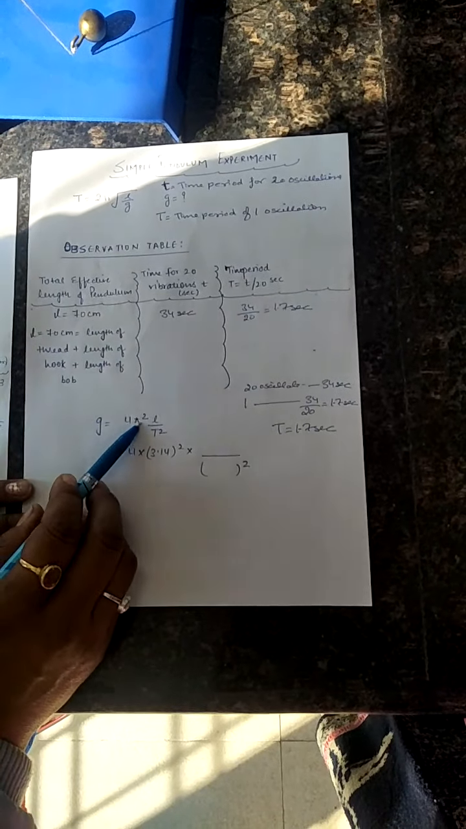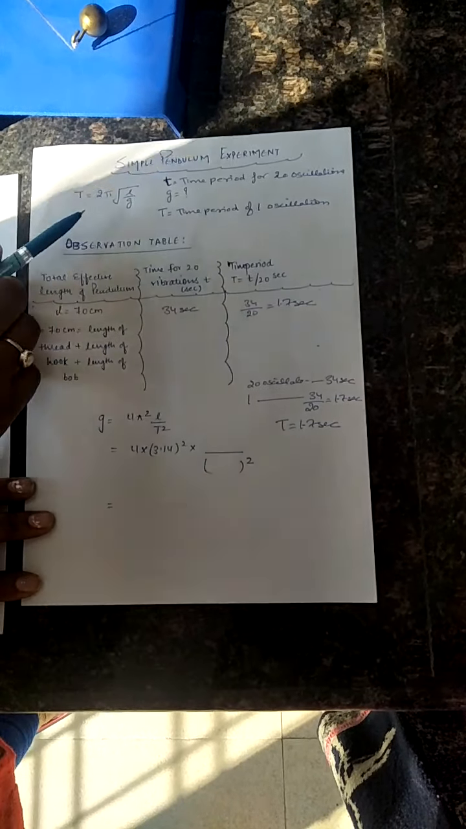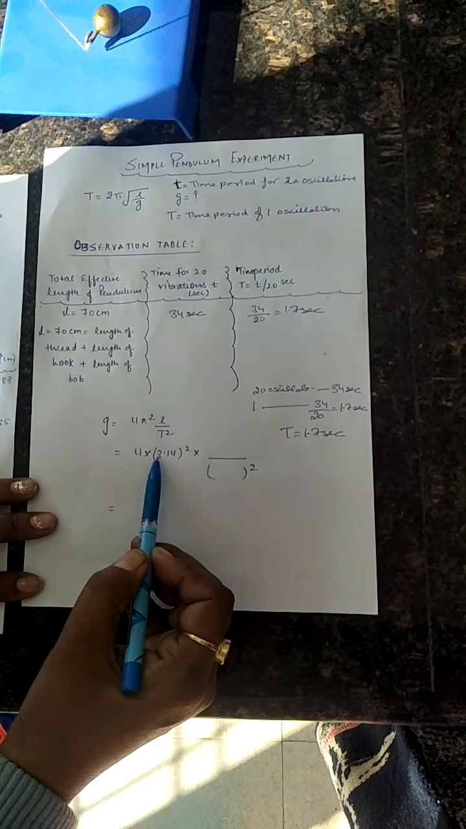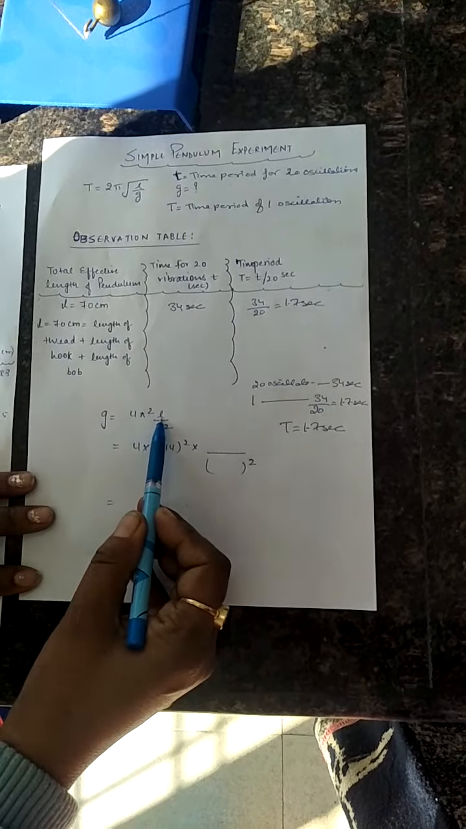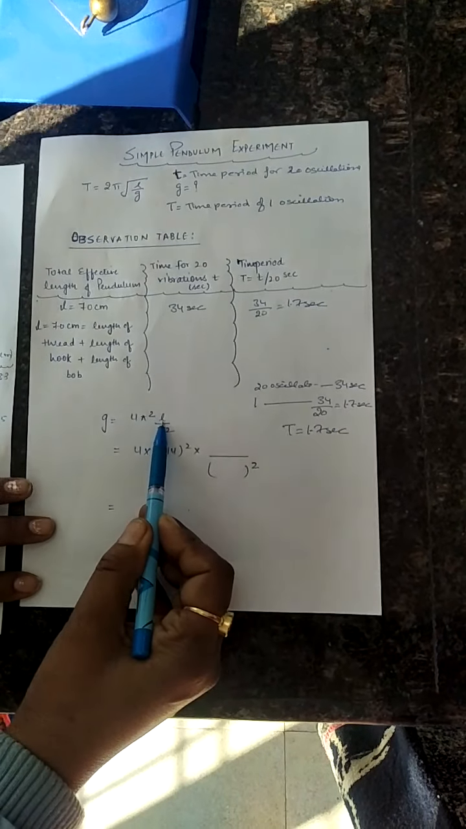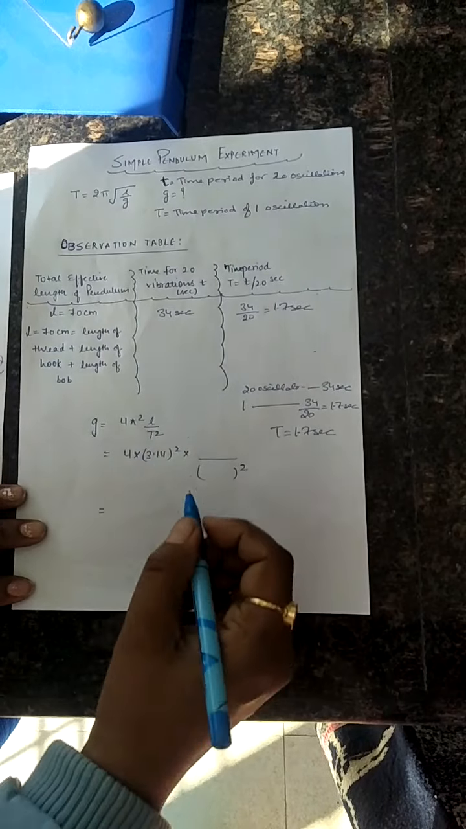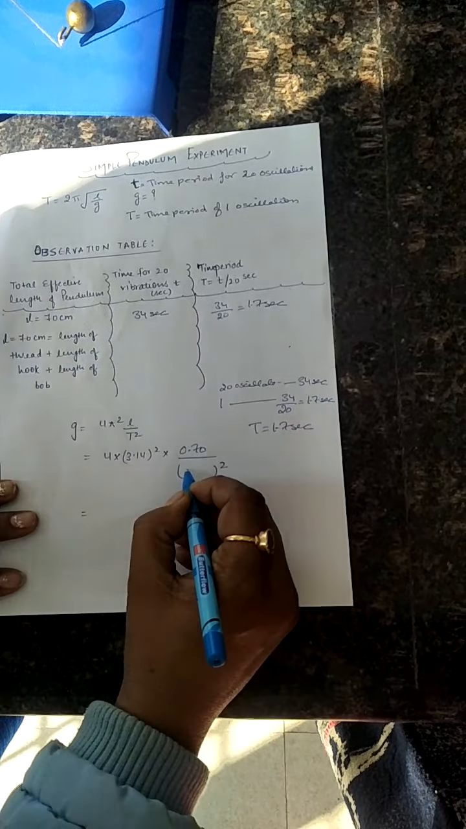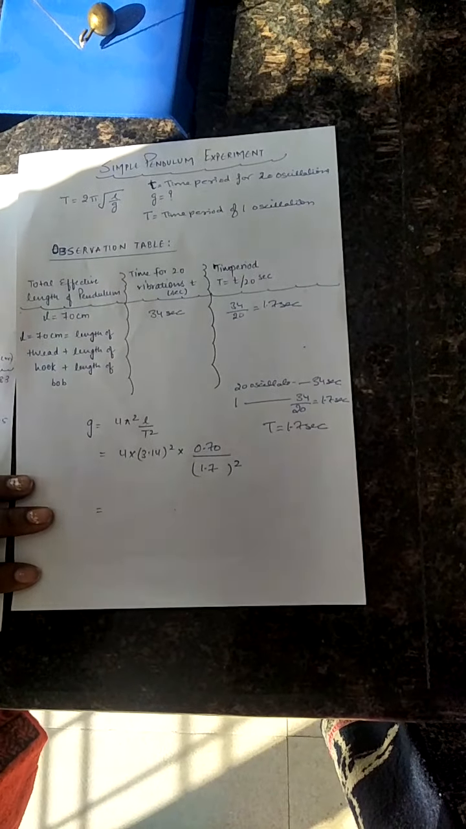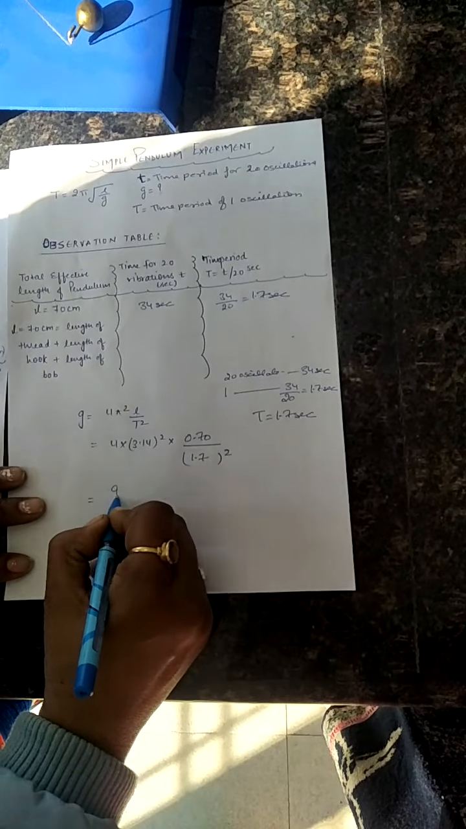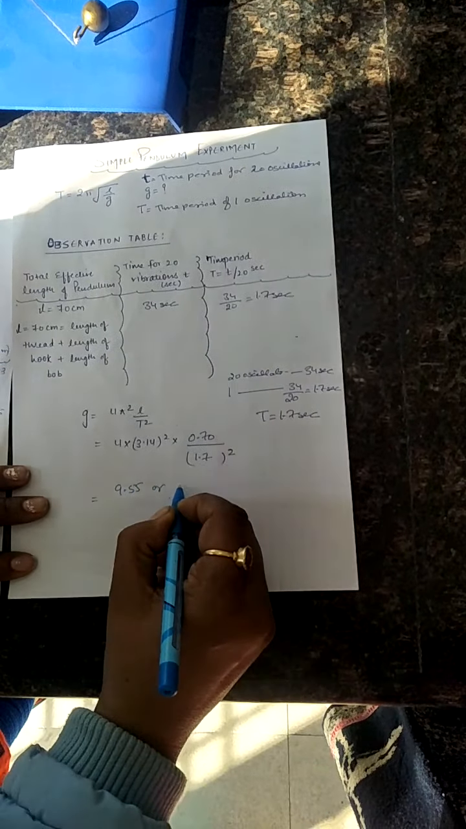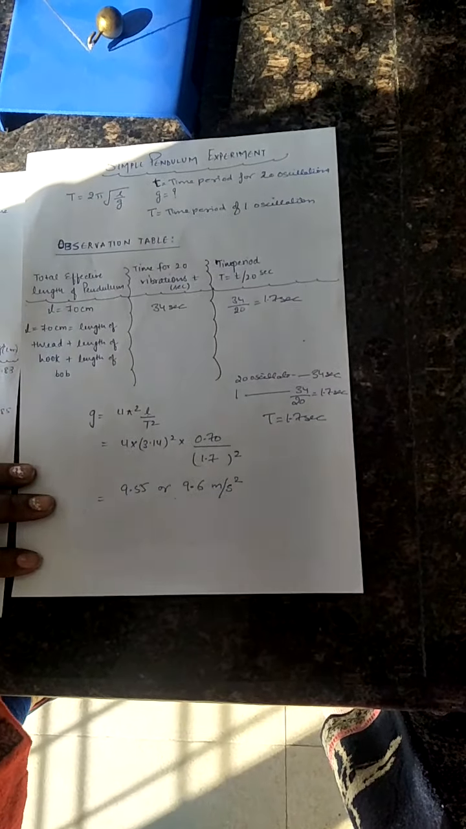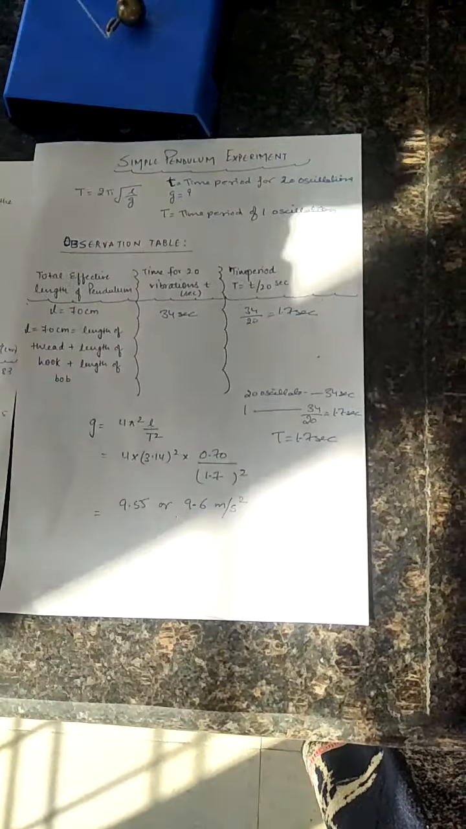Value of g here is 4 pi square L upon T square. We are squaring on both the sides to calculate the value of g. 4 pi is 3.14 whole square. Length we have taken 70 centimeter. You have to convert it into the MKS, that is 0.70 meter. Capital T we have already calculated, 1.7. When you calculate this value, the value will come around 9.55, or we can write it as 9.6, and the unit is meter per second square. So this way we can calculate the value of g.